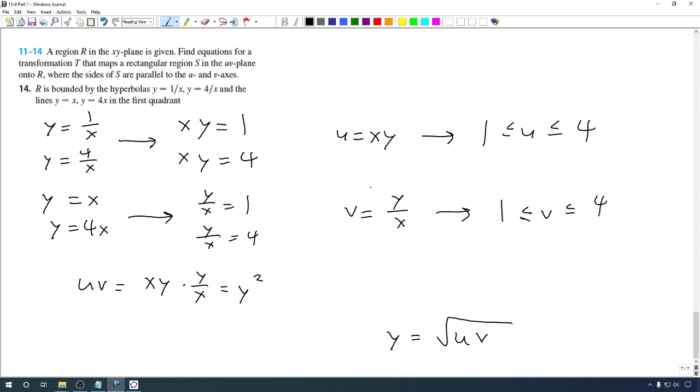To get x, you want to do a similar thing, except this time you want to get rid of the y. So what you might do here is take u and divide it by v. Again, u is xy and v is y over x. When you divide those, these y's cancel out and this x ends up on the top. So you get x squared. So you can say here that x is the square root of u over v. This is our transformation. This is our T.